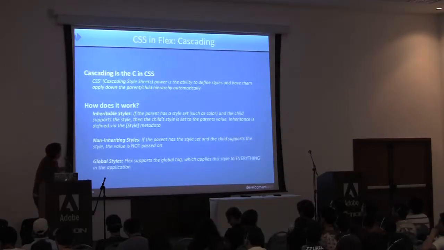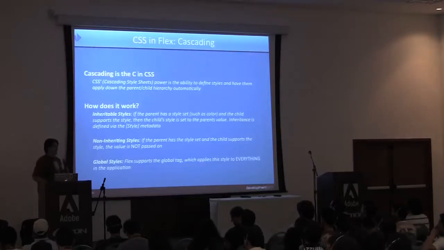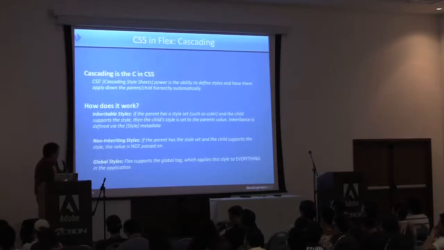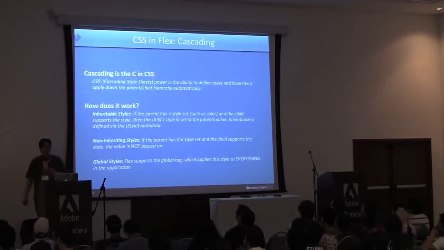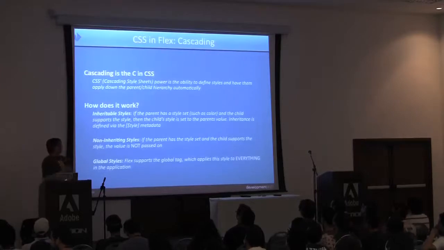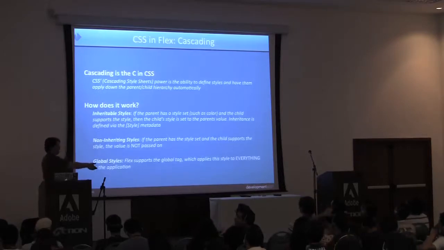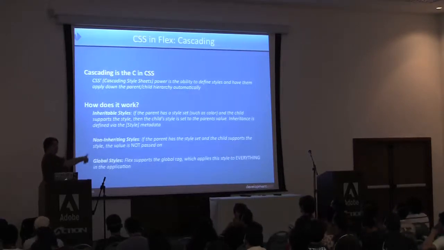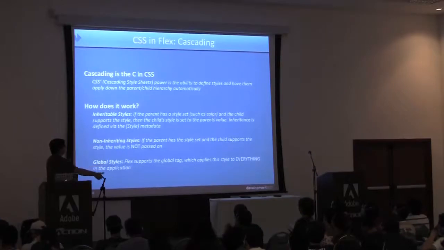So let's spend a little time talking more about what cascading is and how it actually works inside Flex. Cascading is the C in CSS. CSS stands for cascading style sheets. What this is really about is the ability to define styles and then have children get those styles, and those children's children get the styles. So it cascades down the parent-child relationship.